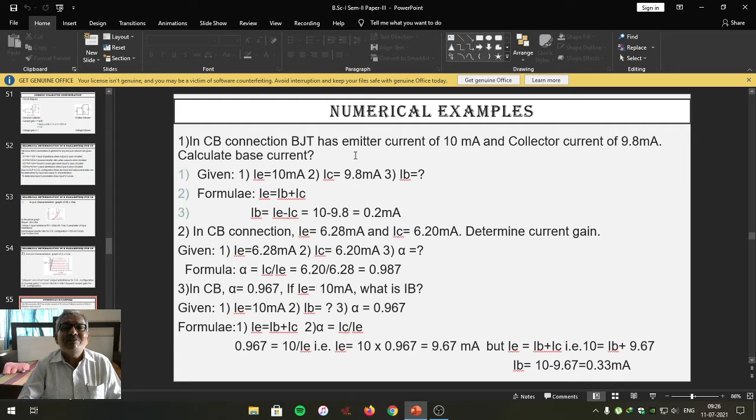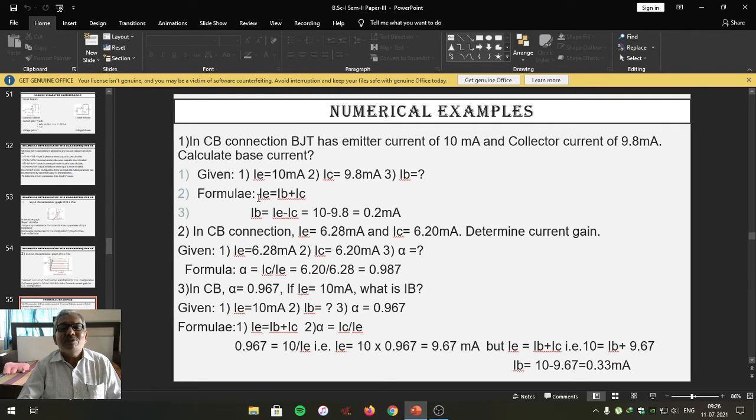Two quantities are given. Write it as given. One, IE is equal to 10 milliampere. Second one is IC is equal to 9.8 milliampere. Then search what is to be calculated. They ask to calculate the base current. So IB is equal to question mark. It is to be calculated. Then try to find out the relation between IB, IE and IC.